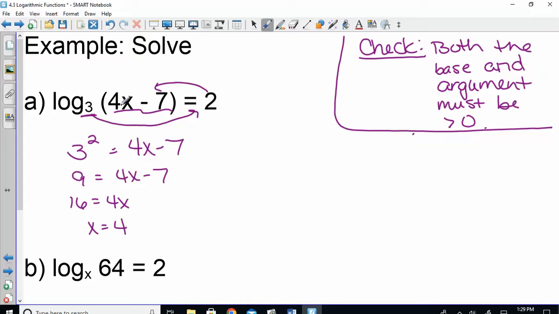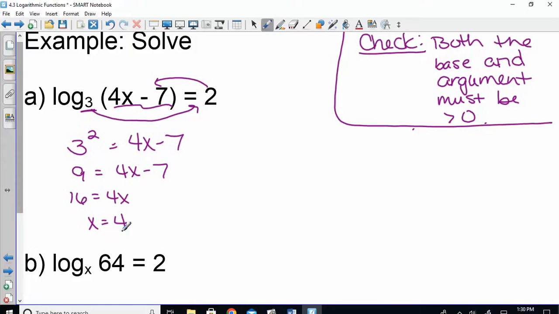And we kind of saw that when we graphed our logs. The standard log had a domain from 0 to infinity. We could only have positive numbers there, so that's where that comes into play. So let's try the second one.